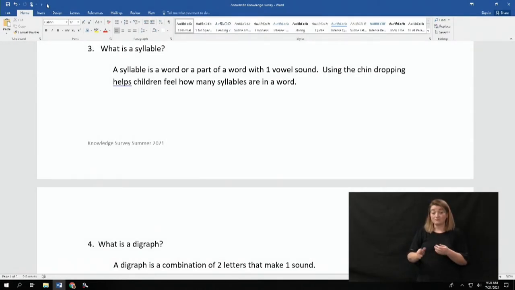Number three, what is a syllable? Remember Jamie gave you the hand signals yesterday that a syllable is a word or a part of a word with one vowel sound. And she also followed that up with, for younger children, it often doesn't mean a lot. And I agree with that. I work with my first graders and I teach them that. They kind of look at me with the question mark, like what?